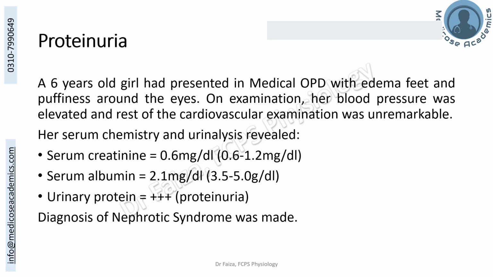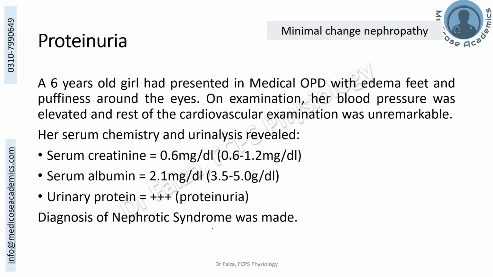Proteinuria. Normally, the proteins are not filtered across the glomerular capillaries because of the size as well as the negative charge on these proteins. This is a scenario showing proteinuria. A 6-year-old girl presenting with edema and puffiness, blood pressure is elevated, and serum chemistry is showing a normal serum creatinine level, but decreased serum albumin and urinary protein loss, proteinuria, and she is a case of nephrotic syndrome.